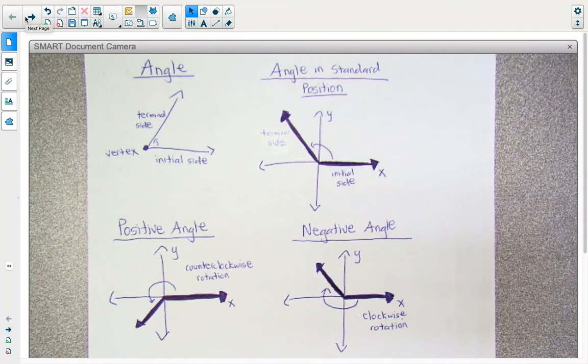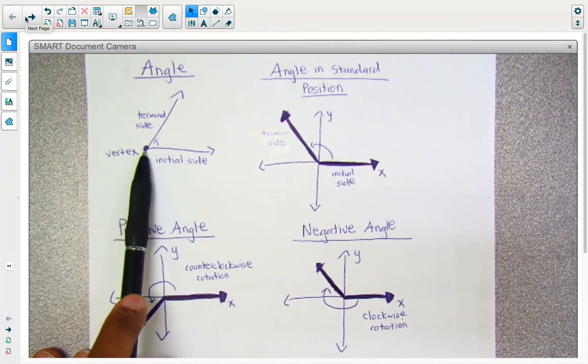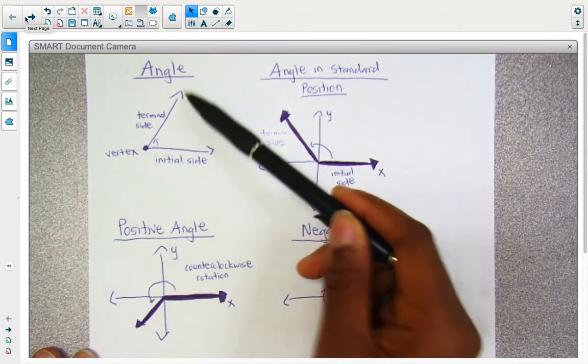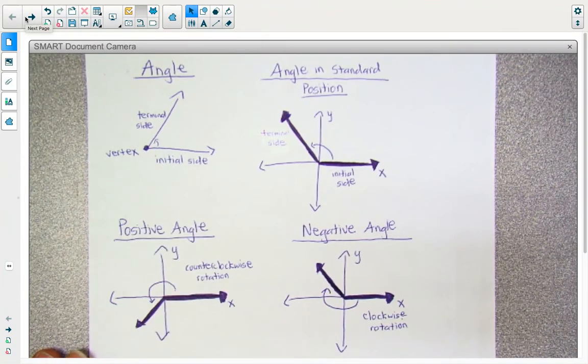First I have some pictures up here. Let's go through and just reminisce about angles and things of that nature. So we know all kinds of different types of angles. When you make an angle, you have an initial side, which is made of this ray. You have a vertex, and then you have another ray. So this is called your initial side, and then the other side is called your terminal side.